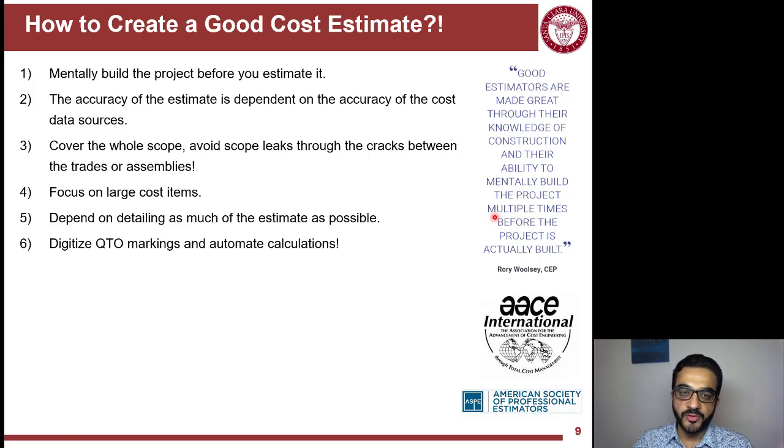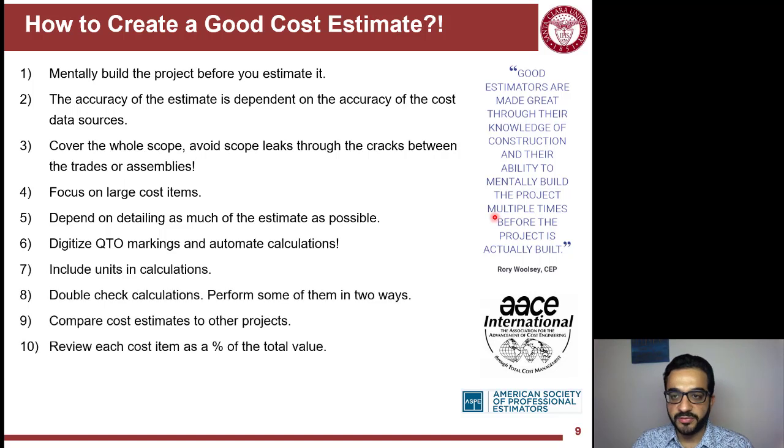So a lot of mistakes happen because you lose track of how many doors you counted. So digitize that by using the tools we have, like On-Screen Takeoff or Bluebeam Revu. These tools are very helpful. Include the units in your calculations. So like rates of square foot per hour, write it in your calculation. So when you multiply by the area, you end up with hours of time, and so you can trace the accuracy and correctness of your calculations.